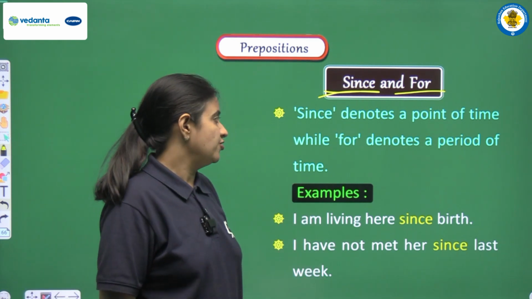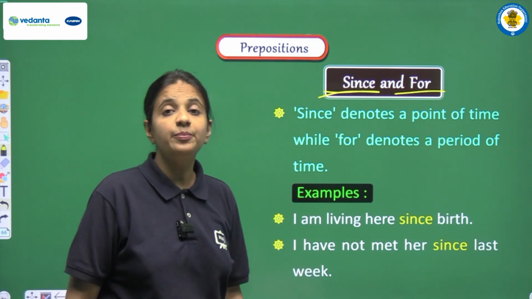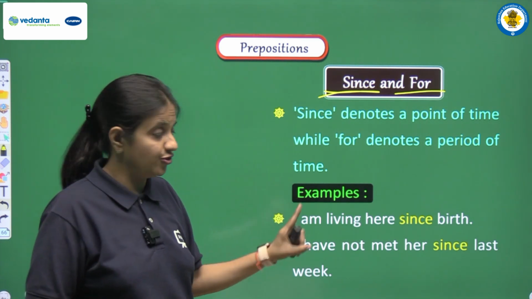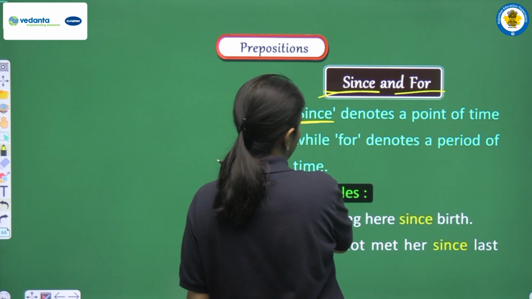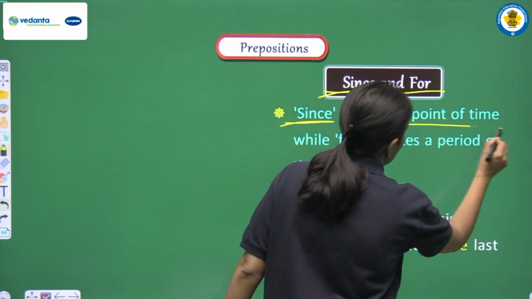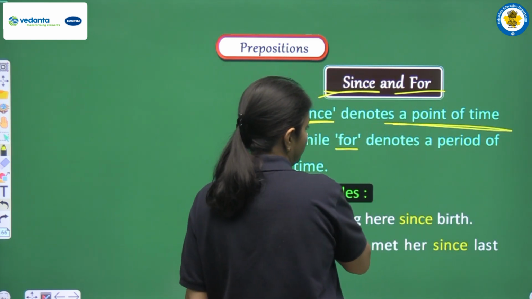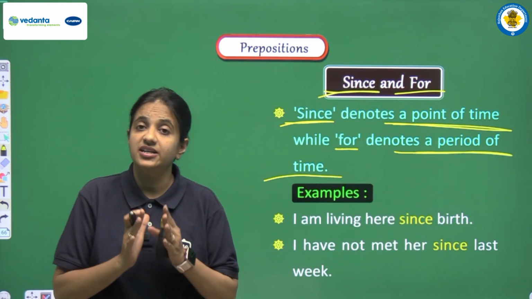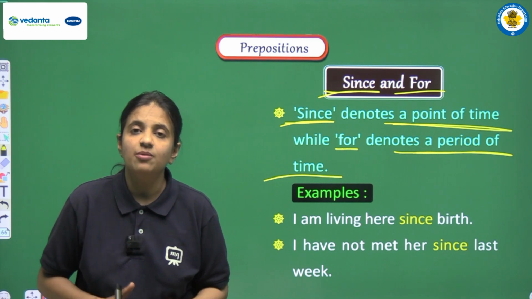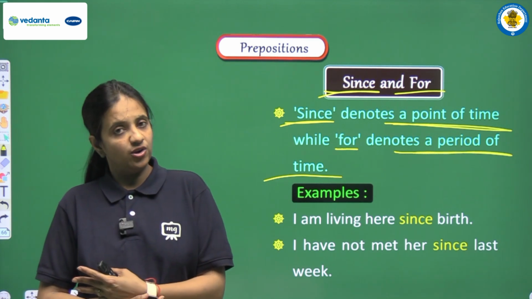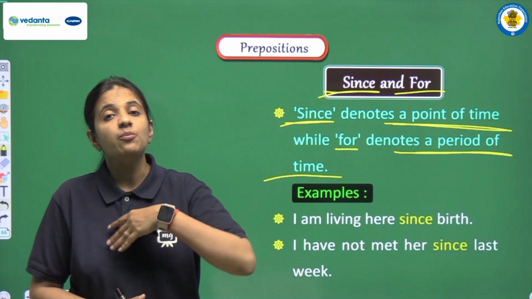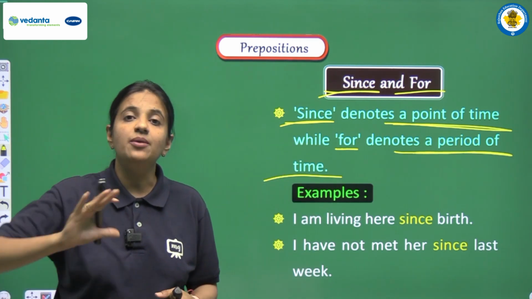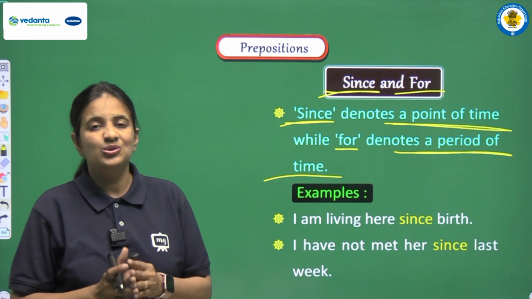Since denotes a point of time, while for denotes a period of time. So first of all, we have the difference that is there between since and for. So let's see one more time. With the help of since, we can denote a point of time, and with the help of for, we can denote a period of time. So this is the basic difference. Okay, so if we are talking about one particular time, one exact time, one point of time, then we have to use since. But if we are talking about a period of time, then we have to use for.